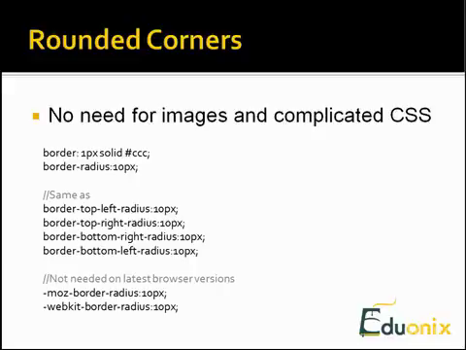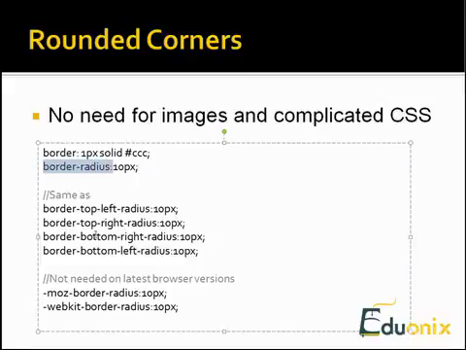So like I said, rounded corners allows us to have rounded boxes without having to use images, and we can do this through the border radius property. Okay, so we want to set a border and then set the radius. Now 10 pixels is going to be a slight curve. We can make this 50 pixels and it'll make it more round. So the higher the pixels, the more round it's going to be.